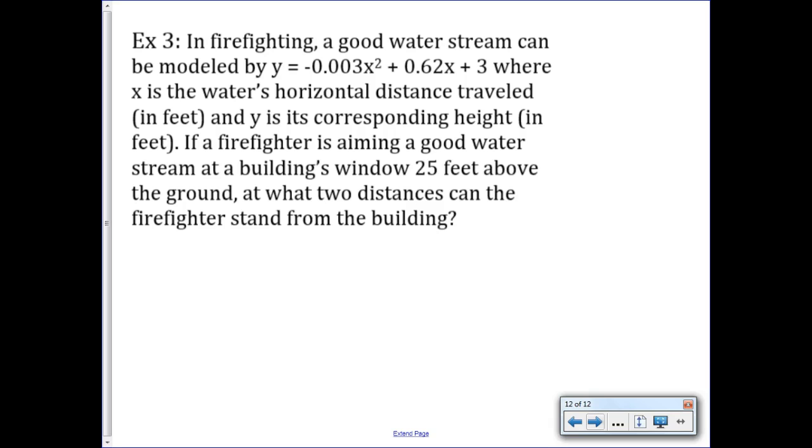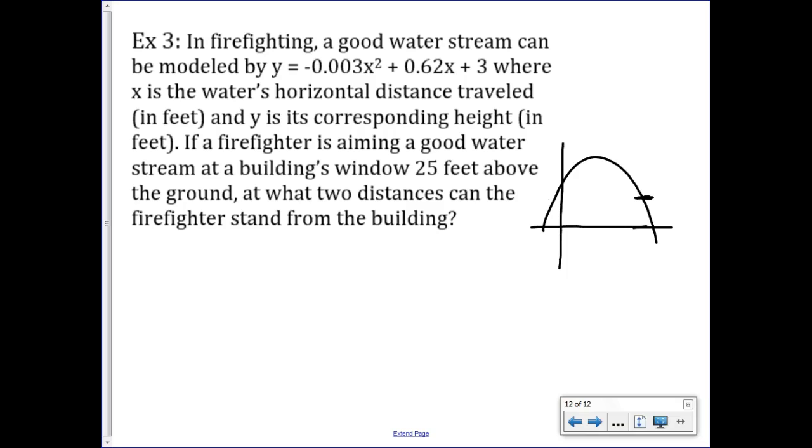Okay, so not going to necessarily use completing the square here because these are not pretty numbers. We could use it, but if the stream needs to go 25 feet above the ground, then here's what we're looking for. We have this parabola shooting out like this. And I know it's like that because I have a negative a value, but it needs to hit the window 25 feet above the ground. So what 2 distances can the firefighter stand?